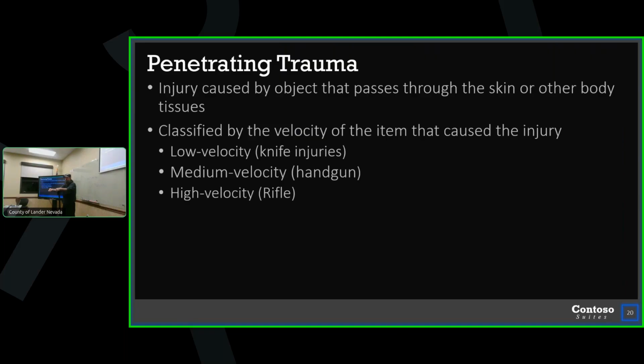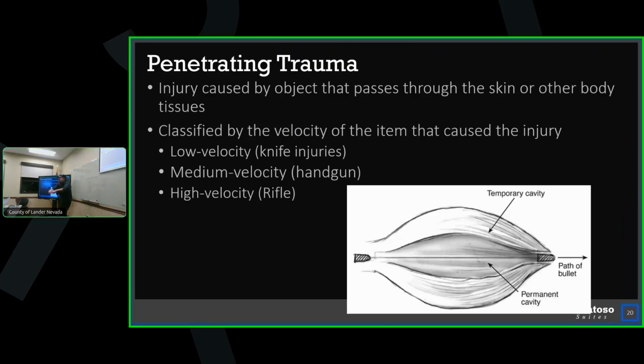Make sure if you're going on a knife injury patient, always try and have them describe the knife that went into them. Because sometimes you can have these little tiny paring knives or a big old machete. There's a few different kinds of injuries that can be caused. Our medium velocities are handguns, and then high velocities like rifle. So here is an example of what the bullet does as it enters your body.